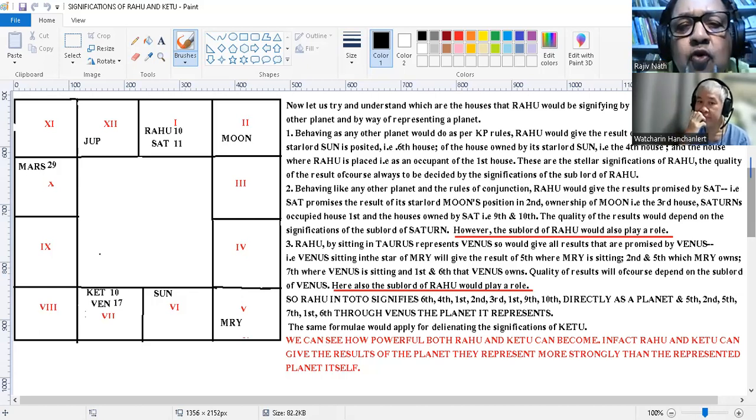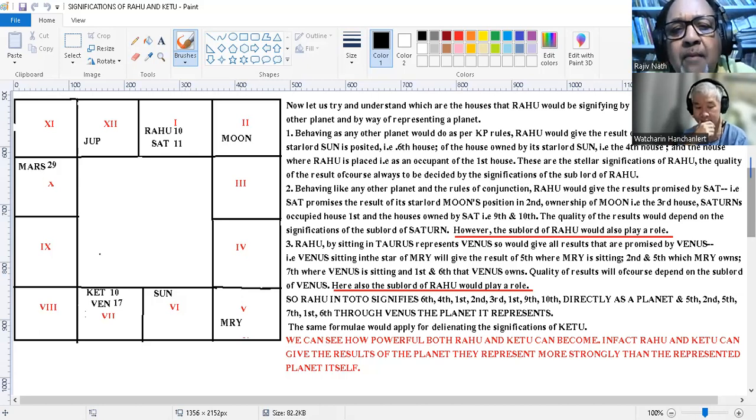Number two, behaving like any other planet and by the rules of conjunction, Rahu would give the results promised by Saturn. Whatever results Saturn as a planet is going to give, the same results Rahu will also give, because it is in conjunction with Saturn. So Saturn promises the result of its star lord Moon's position in second, ownership of Moon, that is third house, and the significations of the sublord of Saturn. However, the sublord of Rahu would also play a role. So Rahu would behave like Saturn also. Whatever results Saturn promises, Rahu can also give those results. Results will always take place during the dasha periods of the planets. So we are talking about Rahu Mahadasha.